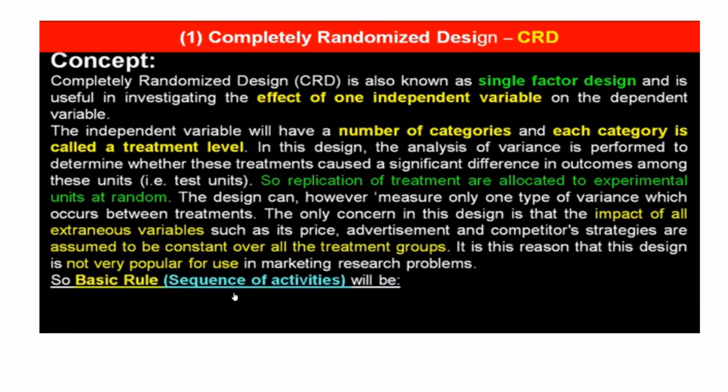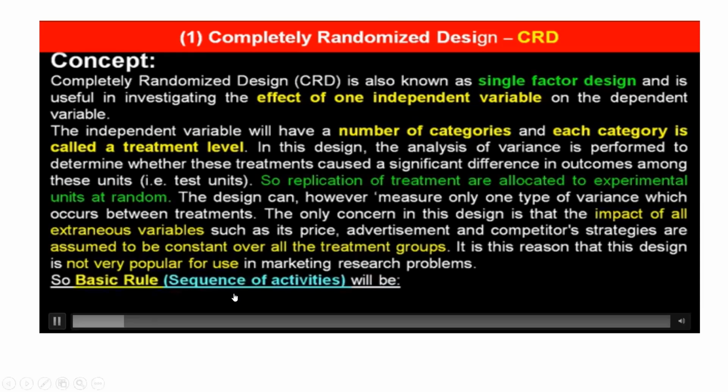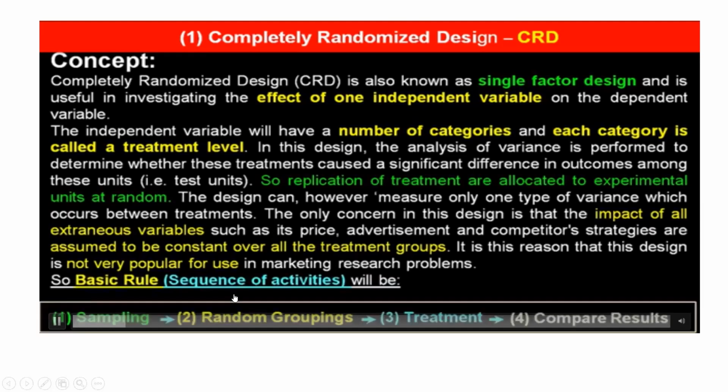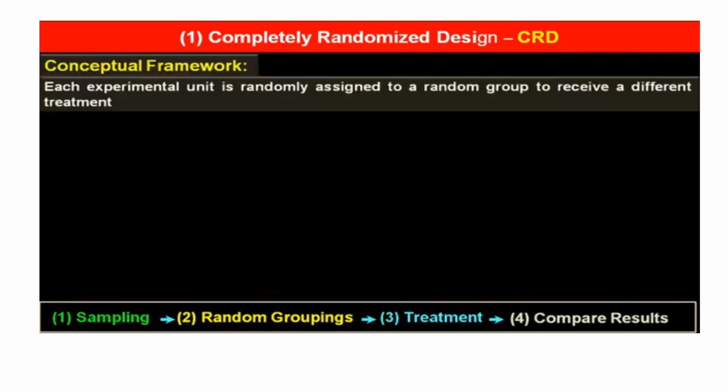So the basic rule or the sequence of activities in this design will be: first is sampling. First of all, the sampling will be done. Then a random grouping. Third step is treatment, and then compare the results. This is the basic rule of completely randomized design. Let us understand it with the help of a conceptual diagram. Each experimental unit is randomly assigned to a random group to receive a different treatment. So please remember this basic rule.